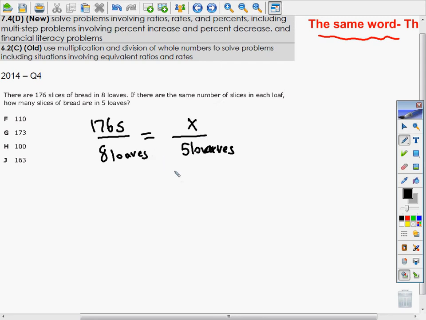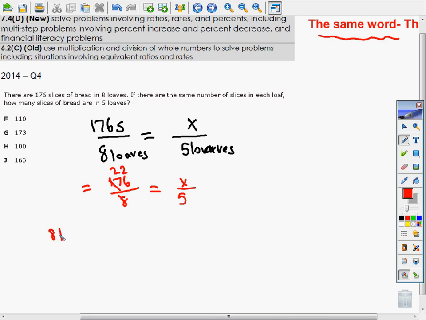So what we have to do is cross multiply, or we can use a unit rate. Each loaf covers how many slices. Let's do that here. 176 over 8, x over 5. So 8 goes into 176. 8 goes into 17 2 times. 1 left. 8 goes into 16 2 times.